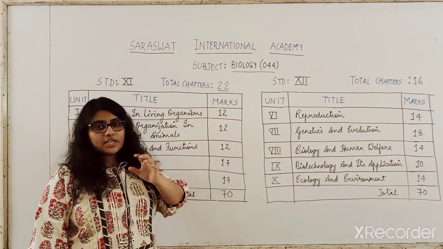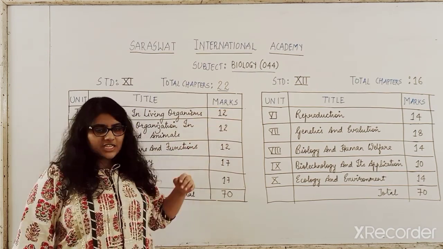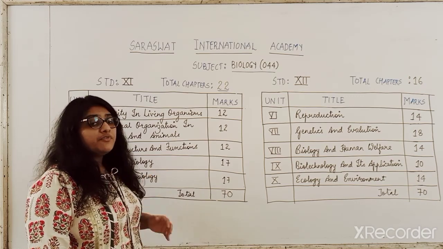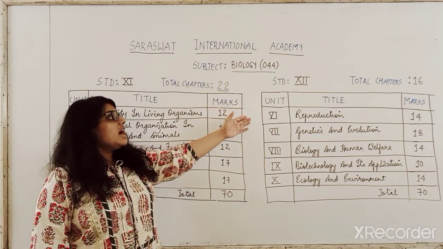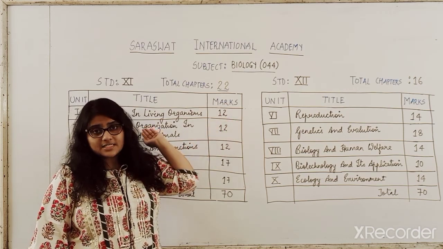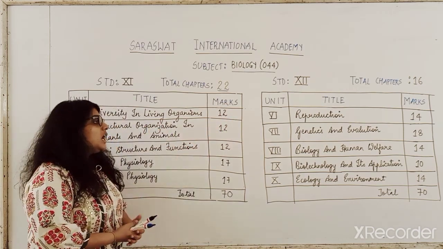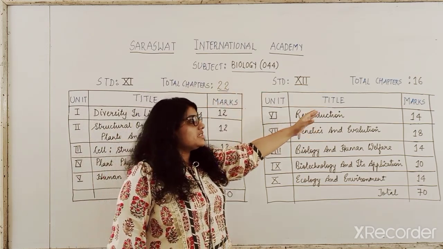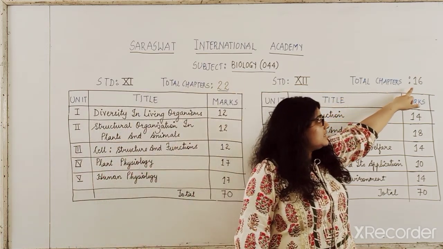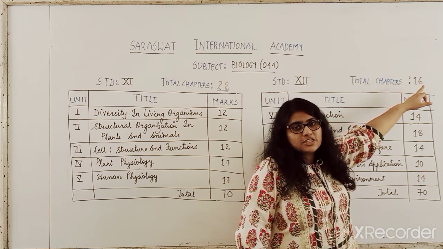The remaining total, how many units are there? 10 units. Out of that 10 units, 5 units are studied in 11th standard and the remaining 5 units are studied in which standard? They are studied in 12th standard. Now, a total of 16 chapters are there in your 12th standard. How many chapters? 16 chapters.